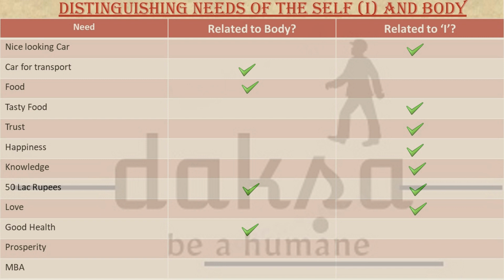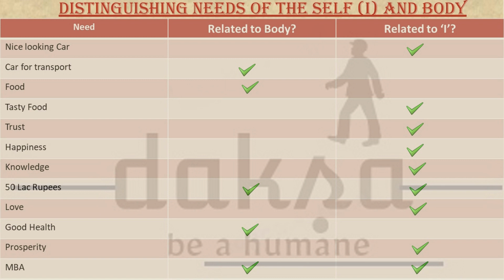The next one is prosperity. Prosperity means more than required physical facilities. Obviously, the body has already required physical facilities, so more than that is related to I. And the last one, MBA. If you are a student of MBA, you can easily understand. If you are planning to do an MBA, it's okay. Otherwise, everyone can understand it. It is related to both body and I, right? If it is for learning, respect, and so on, then it is for I. And if it is for ensuring physical facilities, then it is for the body.